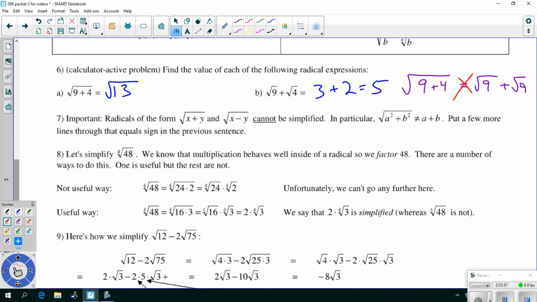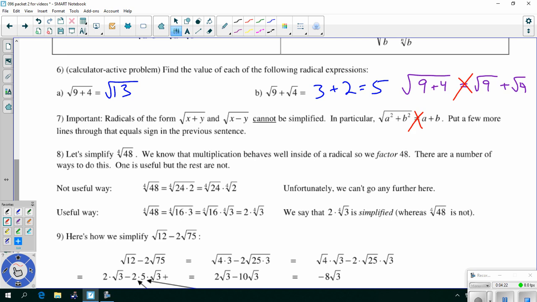You cannot separate radicals over addition or subtraction. Number 7, radicals of the form square root of x plus y and square root of x minus y cannot be simplified. Do not be tempted to distribute that square root through. In particular, square root of a squared plus b squared is not equal to a plus b. Put a few more angry lines through that equal sign.